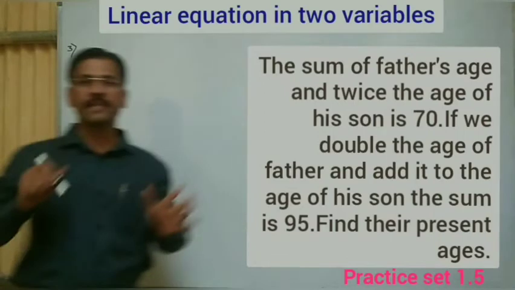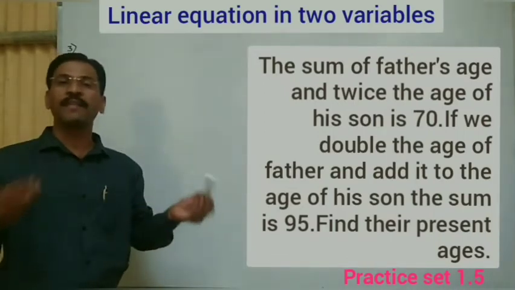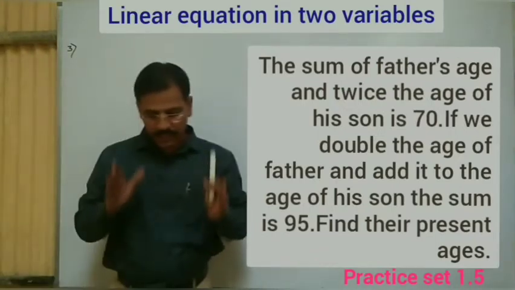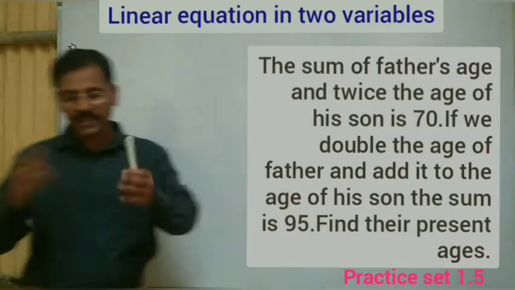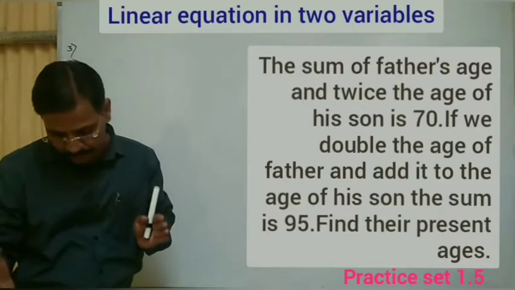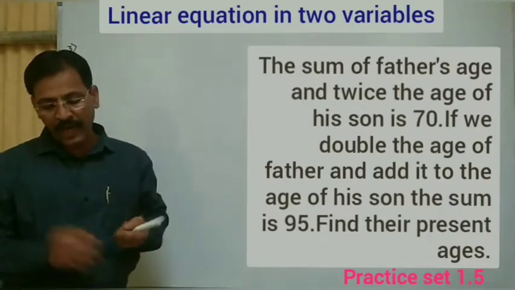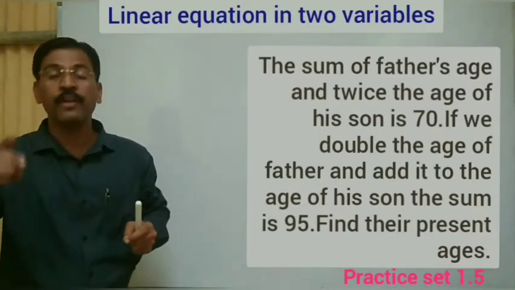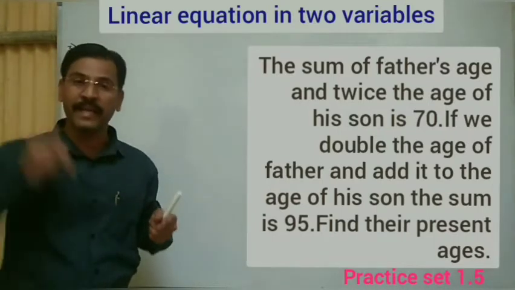Okay, one more sum is there. Third sum. That is dependent upon age. Age of father and his son. So I'll read first. See here. The sum of father's age and twice the age of his son is 70. And if we double the age of the father and add it to the age of his son, then the sum will be 95. Then we have to find their present ages.